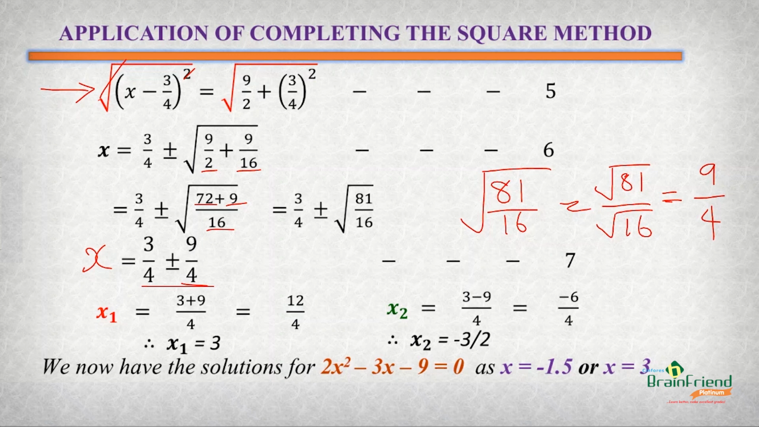And that will end up giving us x1 to be 3. Next, we can say x2 is equal to 3 minus 9 divided by 4, and that's also equal to minus 6 divided by 4. And that leaves us with x2 equal to minus 3 over 2. We now have the solutions for 2x squared minus 3x minus 9 equal to 0 as x equal to minus 1.5 or x equal to 3.